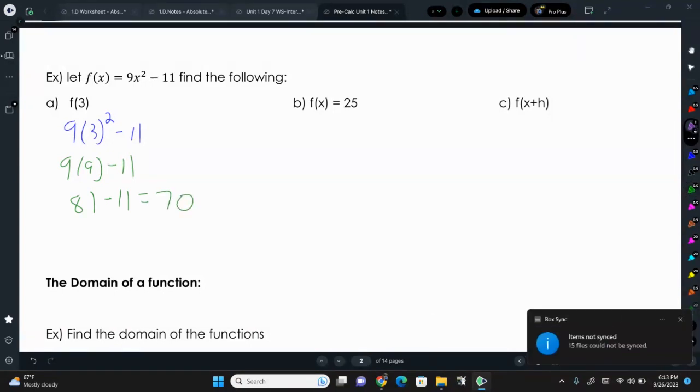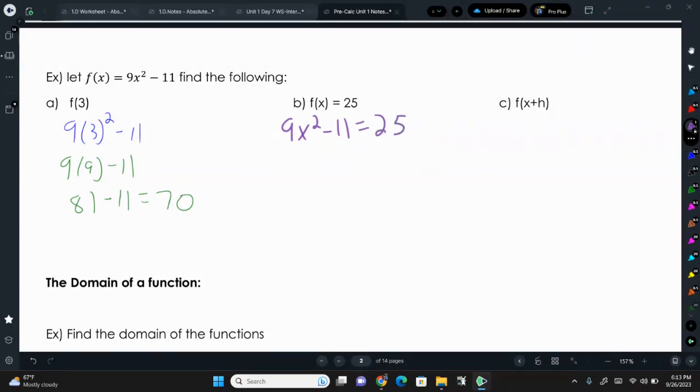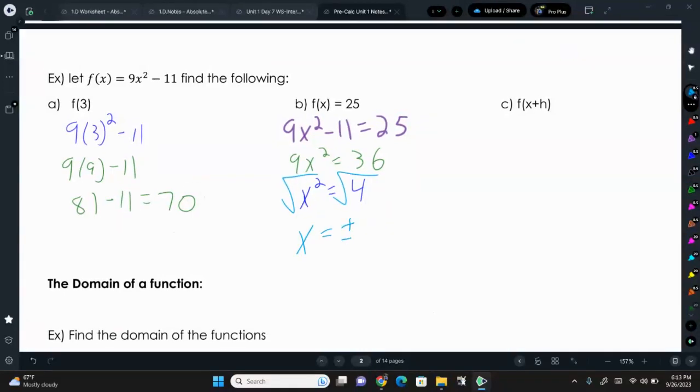And then f of x equals 25, so we're going to set our function equal to 25 and solve. So add 11 to both sides: 9x squared equals 36. Divide both sides by 9: x squared equals 4. And then when we square root both sides, because we are solving an equation, x would equal plus or minus 2. So it was different than plugging in 25 for x, because it says f of x equals 25. We set the function equal to 25.